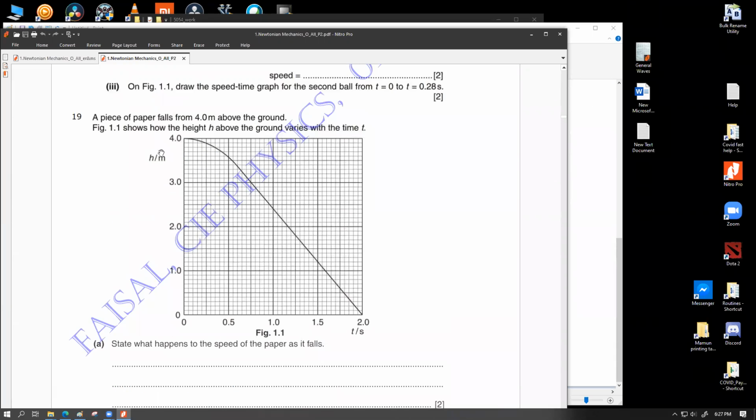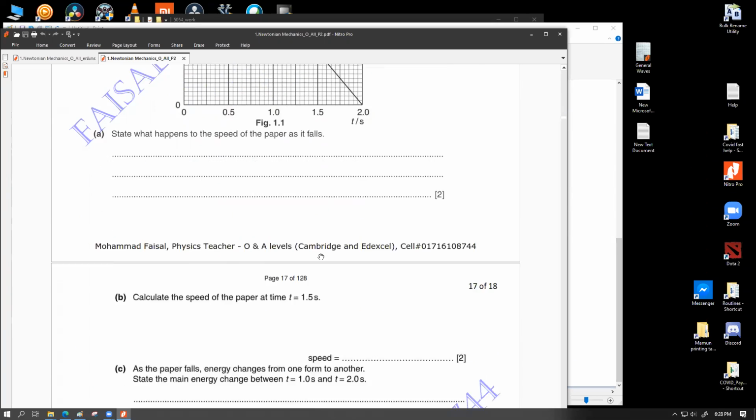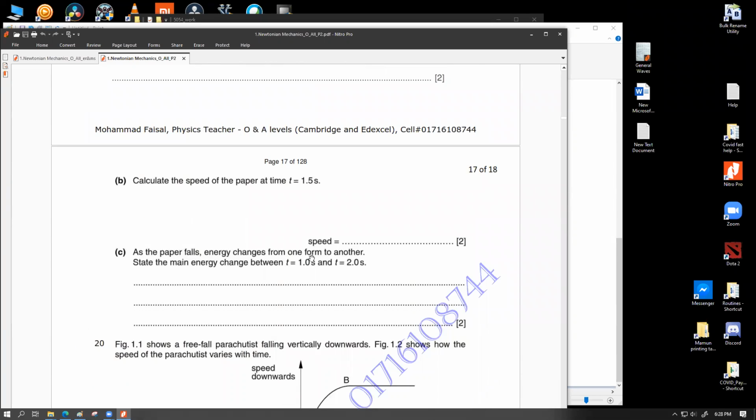Okay, the question is about a piece of paper that falls from 4 meters above the ground. Figure 1.1 shows how the height h above the ground varies with time t. So the paper falls from rest because the initial gradient is 0, and then it speeds up because the gradient of the graph is increasing, which means speed is increasing. It reaches a uniform speed at around, I think, 2 divisions after 0.5, which is the terminal velocity, then it falls to the ground. Beautiful. The question says, as the paper falls, energy changes from one form to another.